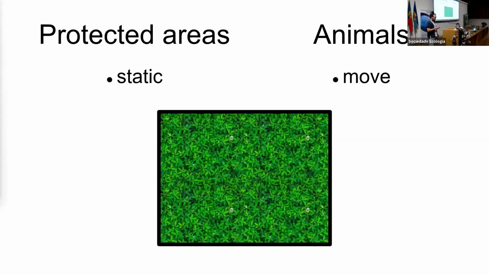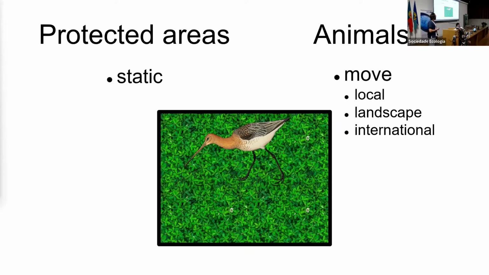So if we imagine a beautiful protected area like this, and a beautiful animal that lives in it like that, this animal might just move around within the protected area, but its movement might take it into the wider landscape, or for some species, it might migrate and spend some of the year in a completely different part of the world. So this static protected area is intended to contribute to conserving animals, which can move at a variety of scales, from local to landscape or international.